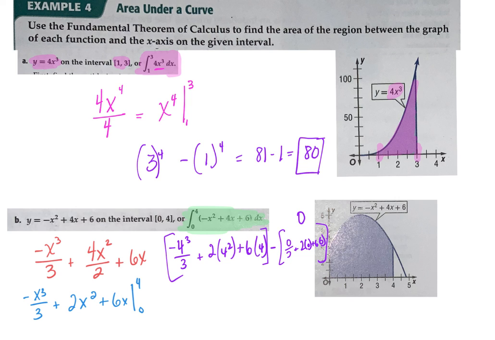4 cubed, what is 4 cubed? Yeah, negative 64 over 3. 4 squared is 16, times 2, and then plus 24, right? If you get a common denominator, or you can write it in decimal form. So when you do this and round, 34.67. The area under that curve is 34.67 square units. All right. So go ahead and try A and B there.